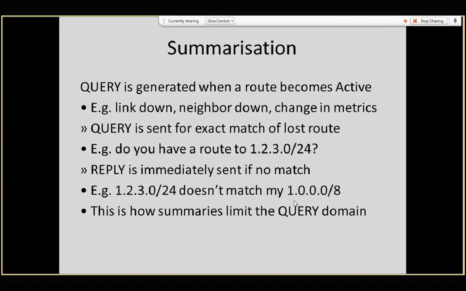A reply is immediately sent if there is no match. Even if the router has a match, it has to send a reply. If it doesn't have a match, it has to say I do not have 1.2.3.0/24. You should be aware that 1.0.0.0/8, though 1.2.3.0/24 belongs to 1.0.0.0, that router doesn't reply saying I have a route for 1.0.0.0/8. It just looks for the exact match 1.2.3.0/24. If I don't have a route for 1.2.3.0/24, it replies with an infinite metric.